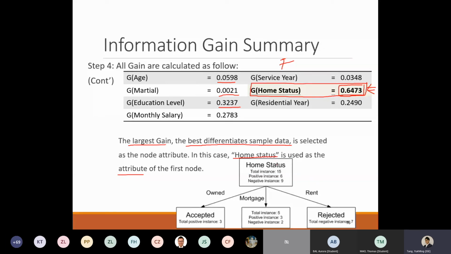So as mentioned before, the home status is the root node. At the beginning, there are 15 customers, and 6 of them are positive instances and 9 of them are negative instances. And then the home status is divided into owned, mortgage, or rent. That means this customer owns the flat, and how many of them own the flats?